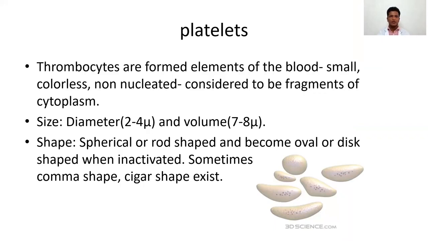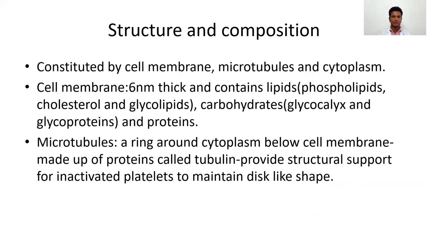Platelets. Thrombocytes are formed elements of the blood. They are small, colorless, non-nucleated, considered to be fragments of cytoplasm. The size of the platelet in diameter is 2 to 4 microns and the volume is 7 to 8 cubic microns. The shape of the platelets is spherical or odd shaped, and they become oval or disc shaped when inactivated. Sometimes comma or cigar shapes also exist.